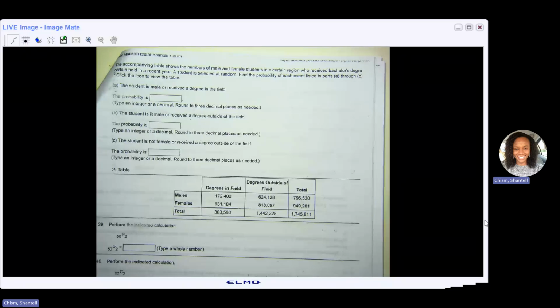We've got this problem here, and we did look at it in class as well, but I will walk through it as if we haven't seen it. And then we got these last two here. So I'm definitely going to need some paper for this one. In this one, we've got a table that we're using to answer the questions. It says the accompanying table shows the numbers of male and female students in a certain region who received bachelor's degrees in a certain field in a recent year. A student is selected at random. Find the probability of each event listed in parts A through C.